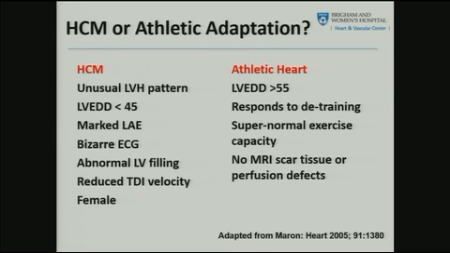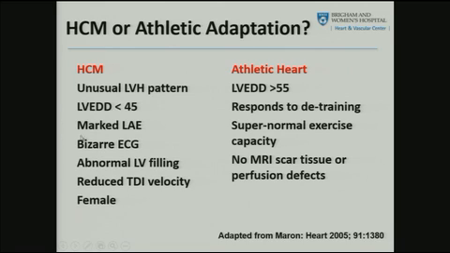The other big differential is really between physiologic hypertrophy due to training and non-physiologic hypertrophy due to a sarcomeric mutation. And in general, these are some clues to differentiate the athletic heart from the hypertrophic heart. The pattern of LVH is not symmetric. That's a clue to HCM. The ventricular chamber dimensions are reduced because of the hypertrophy. That is, there's no eccentric remodeling.